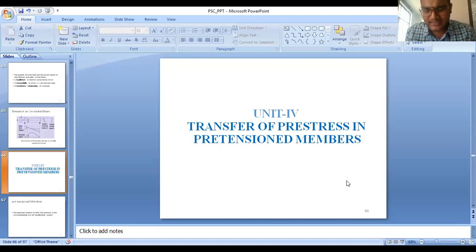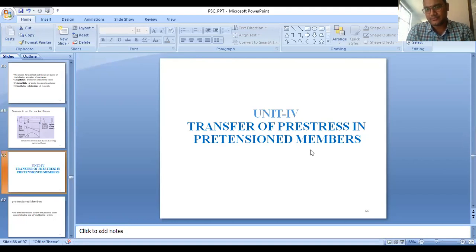What are the examples of pre-tensioned member? Can you tell me? Anyone? Railway sleeper is a pre-tensioned member. All our pre-casted elements. Nowadays there are a lot of pre-casted elements, right? Slab is a pre-casted element. Column is a pre-casted element. Beams are all precasted elements.